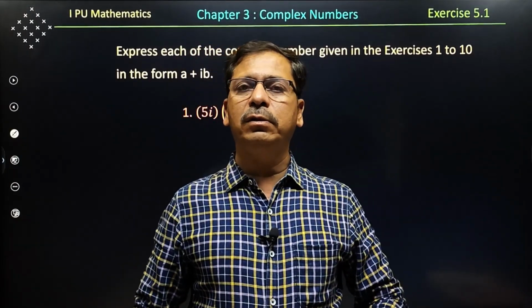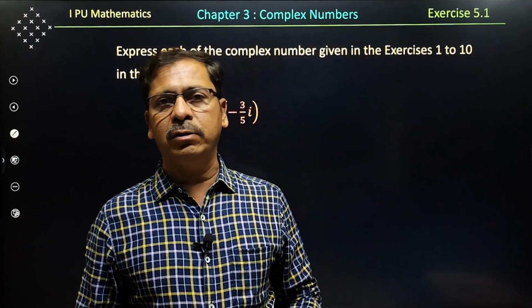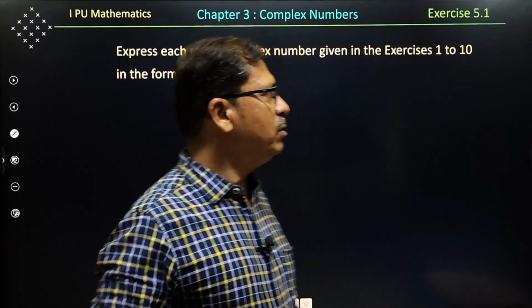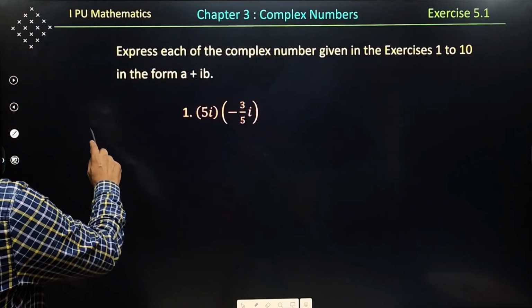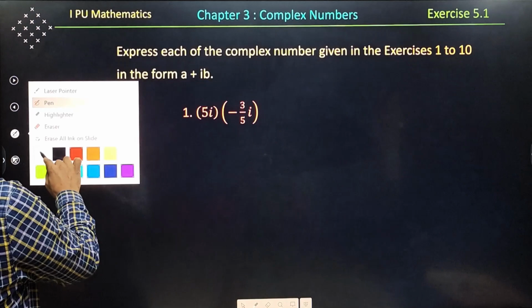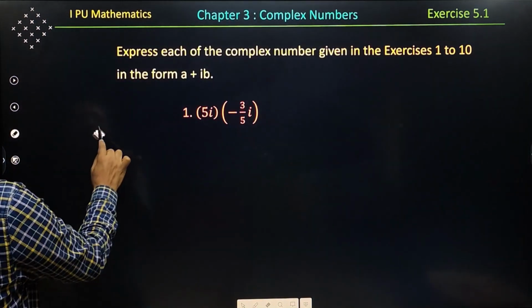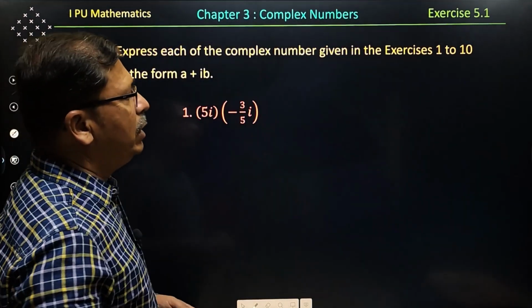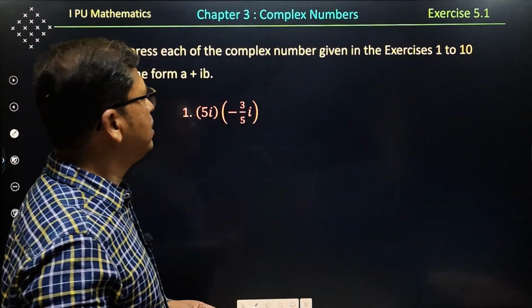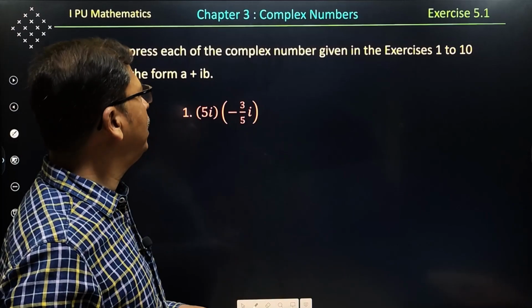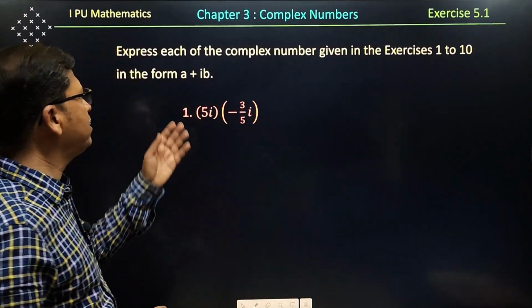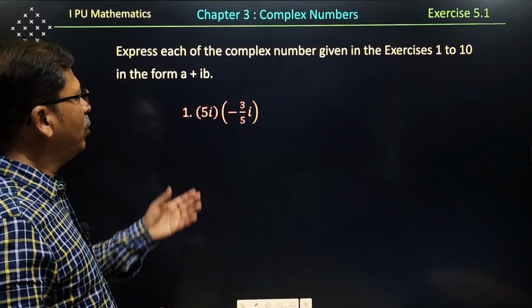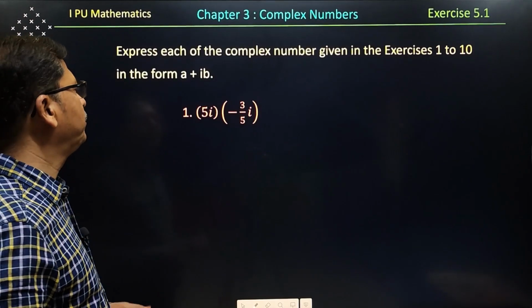Welcome students. Let me continue your exercise on the topic complex numbers. See, only one exercise is there here. See what is the first question. They have given some complex numbers and you need to express them purely in the form x plus iy or a plus ib form here. Some combinations are given here.